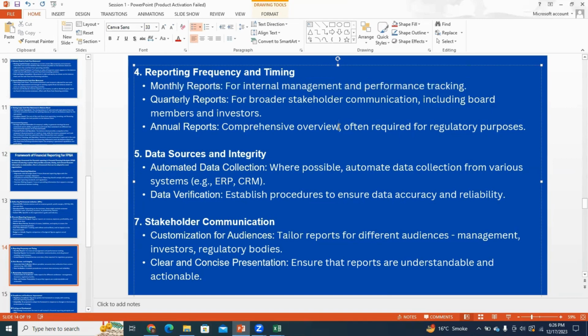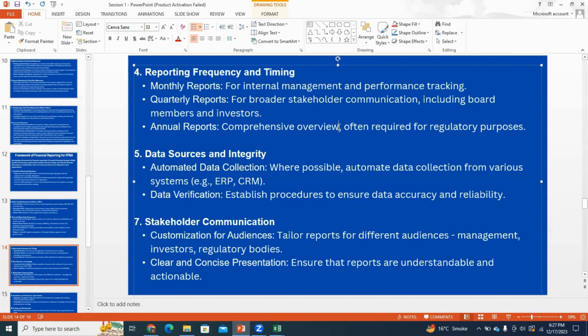Yes, the next thing we have is data source integrity: how we can collect the data. So it has been suggested that there is an automated data collection system, the CRM system, and bookkeeping systems such as QuickBooks, Zoho, SAP. There are multiple modules of SAP, Microsoft Dynamics. There are multiple ERP systems, custom-built ERP systems. It says where possible, automated data collection from the various systems, for example ERP, CRM, data verification.